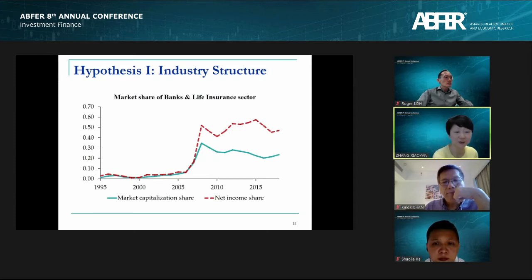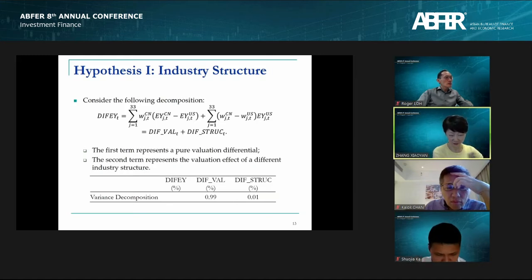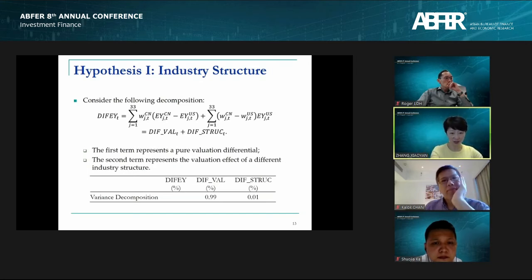Well, let's see. So for the industry structure hypothesis, we actually did a very simple decomposition. We take the difference in earnings yield and decompose it into two parts. The first part, we keep the industry weight the same. We're focusing on the earnings yield difference between those two countries. So that's called diff in valuation. And then for the second term, we fix the earnings yield of the United States, and we look at the weight difference between industry structure of China and the United States. And we call this difference in structure.